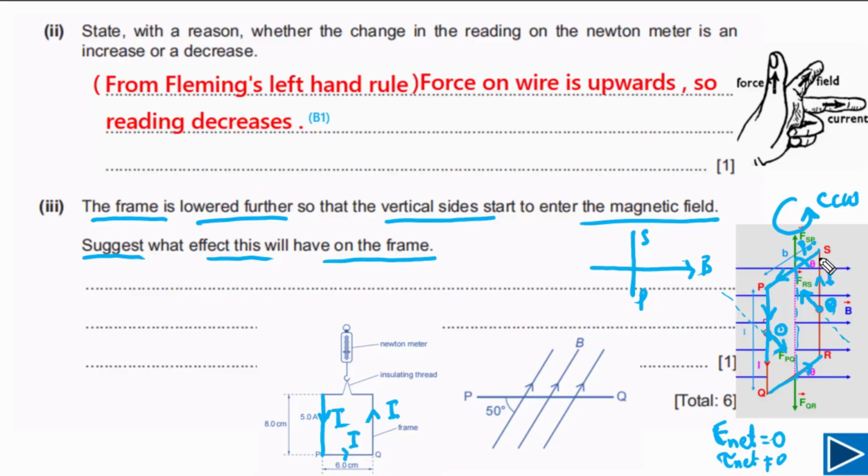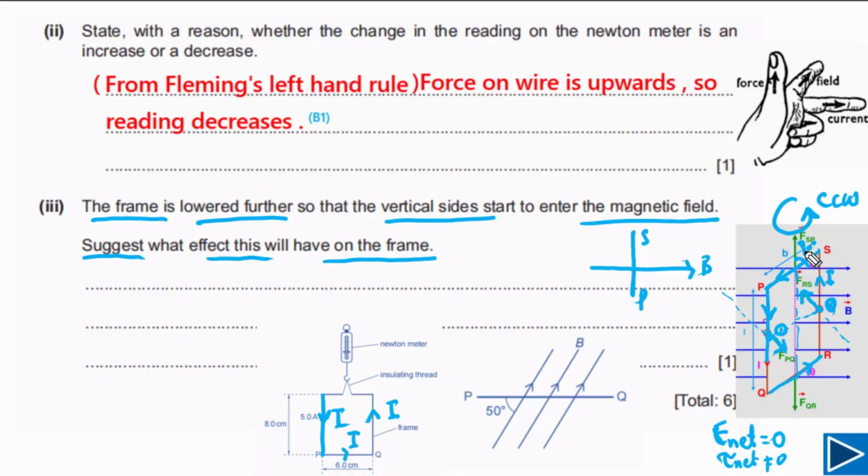Finally, when the angle between PS and the magnetic field is 90 degrees, there will be no net torque, because the force here is up, the force here will be down, and these two forces will also be into the page and out of the page. But the line of action of the forces when this angle is 90 degrees will also be along the same line. So at that time the net torque will also be 0. But this loop will continue rotating because it has momentum.